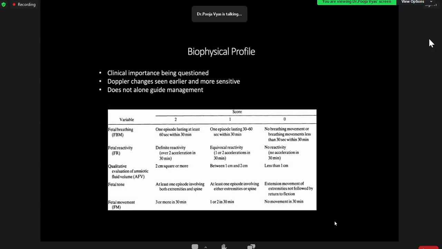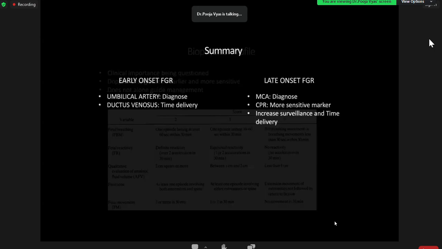We also check for biophysical profile, which takes into account fetal breathing, fetal reactivity, tone of the baby, and fetal movement along with LICA. However, Doppler changes are seen earlier and they are more sensitive. BPP cannot be used alone.